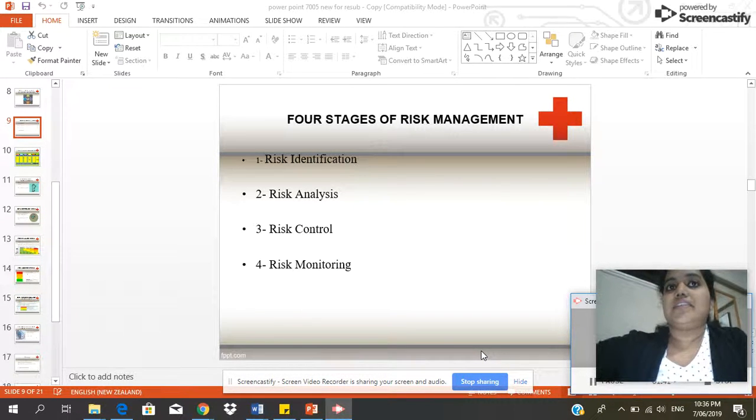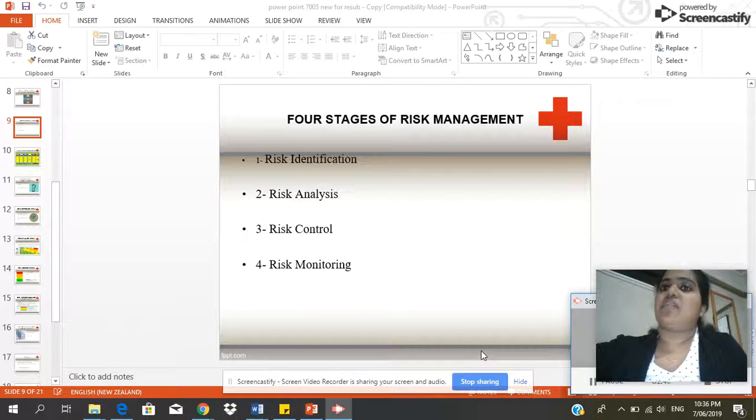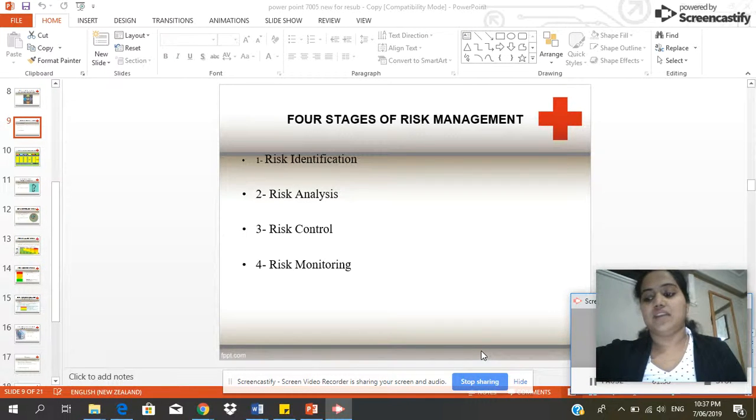And the third one is risk controlling. After the analysis comes controlling of risk. It consists of procedures, systems, and policies that an organization requires to manage the possible risks.